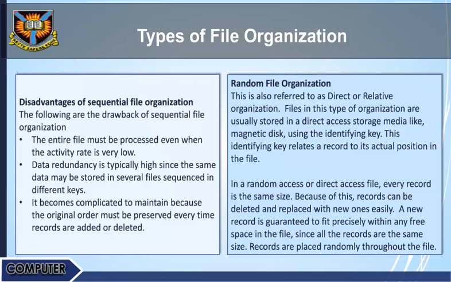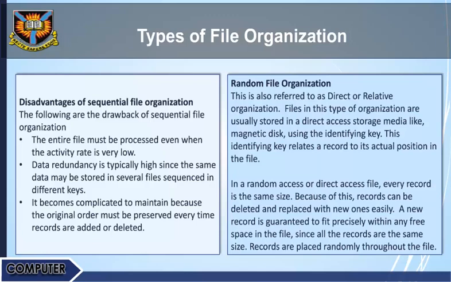Random file organization. This is also referred to as direct or relative organization. Files in this type of organization are usually stored in a direct access storage media like magnetic disk using the identifying key. This identifying key relates a record to its actual position in the file.